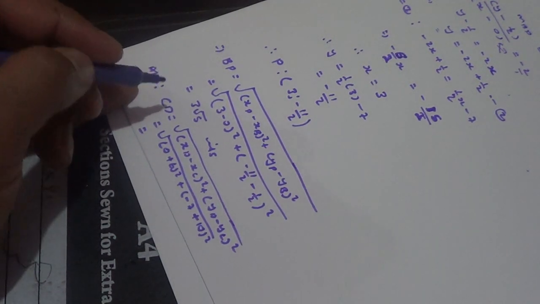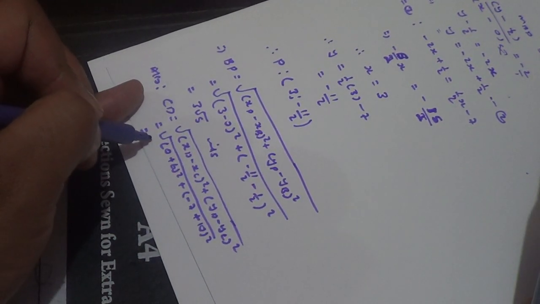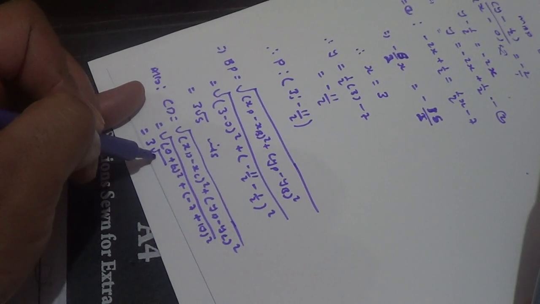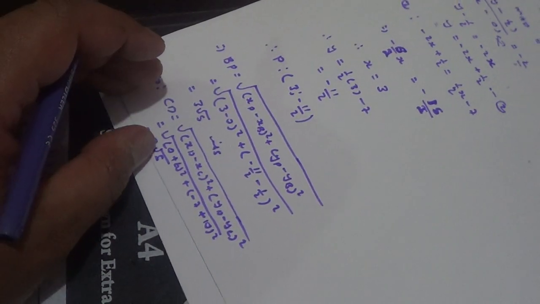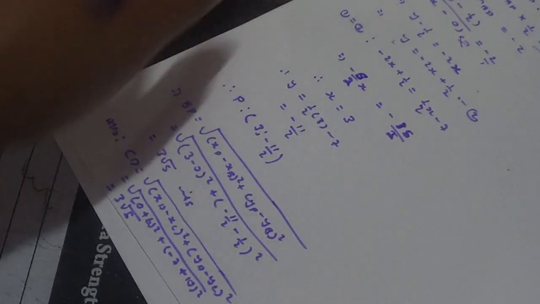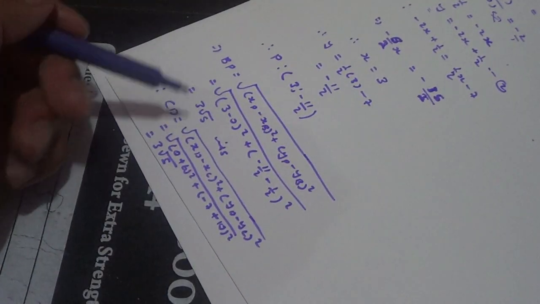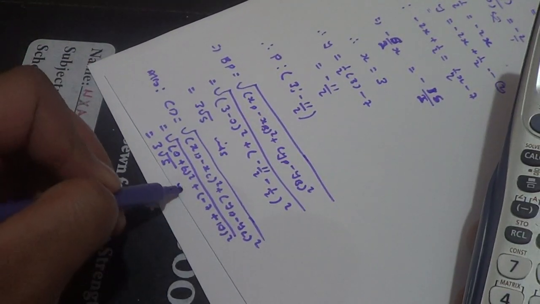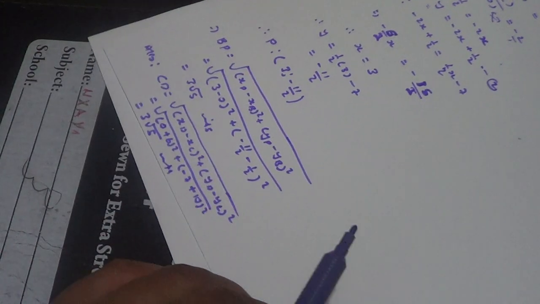I win. We get the same thing, 3 root 5. Hey, that means BP equals CD. Okay, they're not even connected anyway, so it's possible. Units, okay, not a problem.